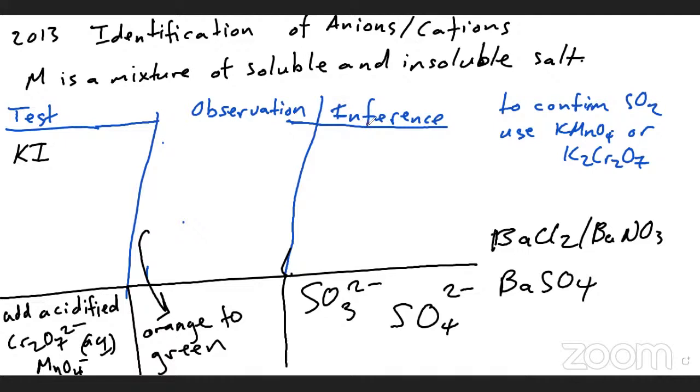Once lead is present, you will get a yellow precipitate as your observation. So anytime you see potassium iodide, you are using it to test for lead. If you use KI and they tell you that you got a yellow precipitate, you should know that Pb2+ is present. So KI is used to test for lead.